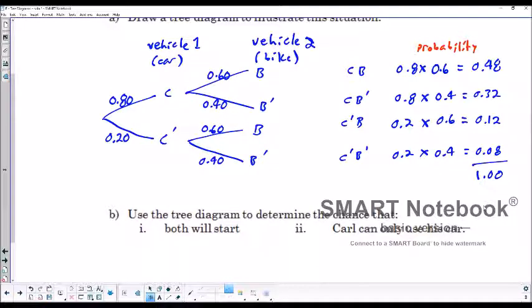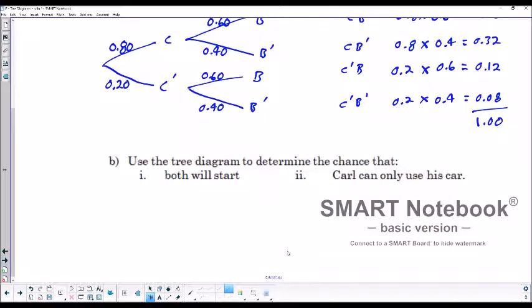So now we've got all the probabilities written out here. We've got the tree diagram. So now we can use the tree diagram to determine the chance. I'm going to write this as probability, I think that's a better word for this. Probability that both will start. Well, we've already calculated that.